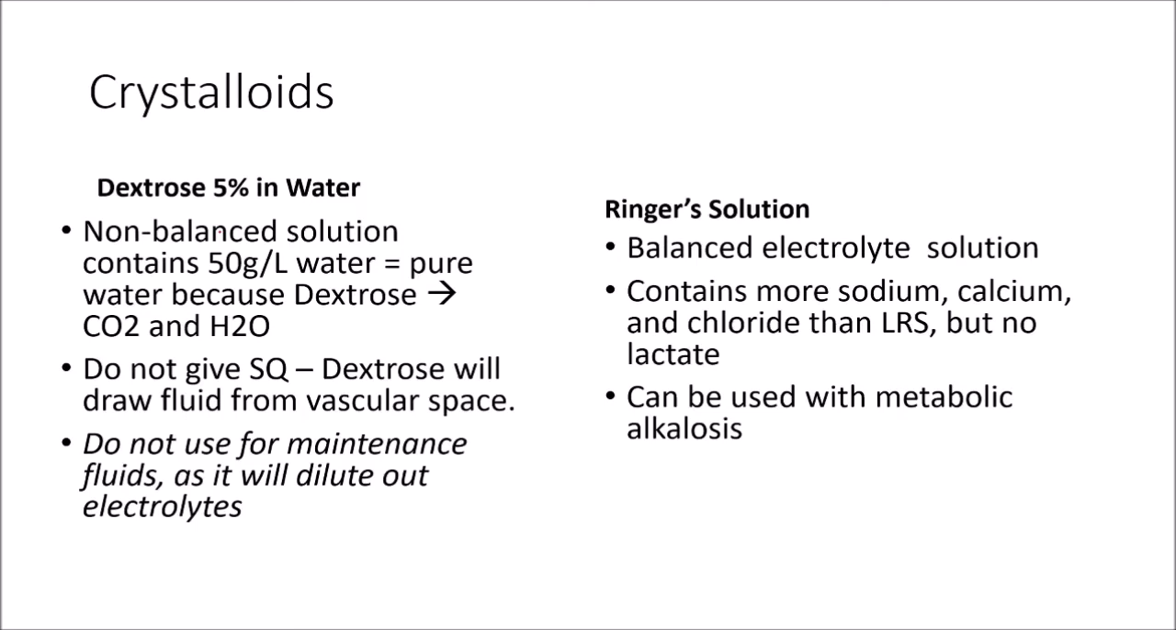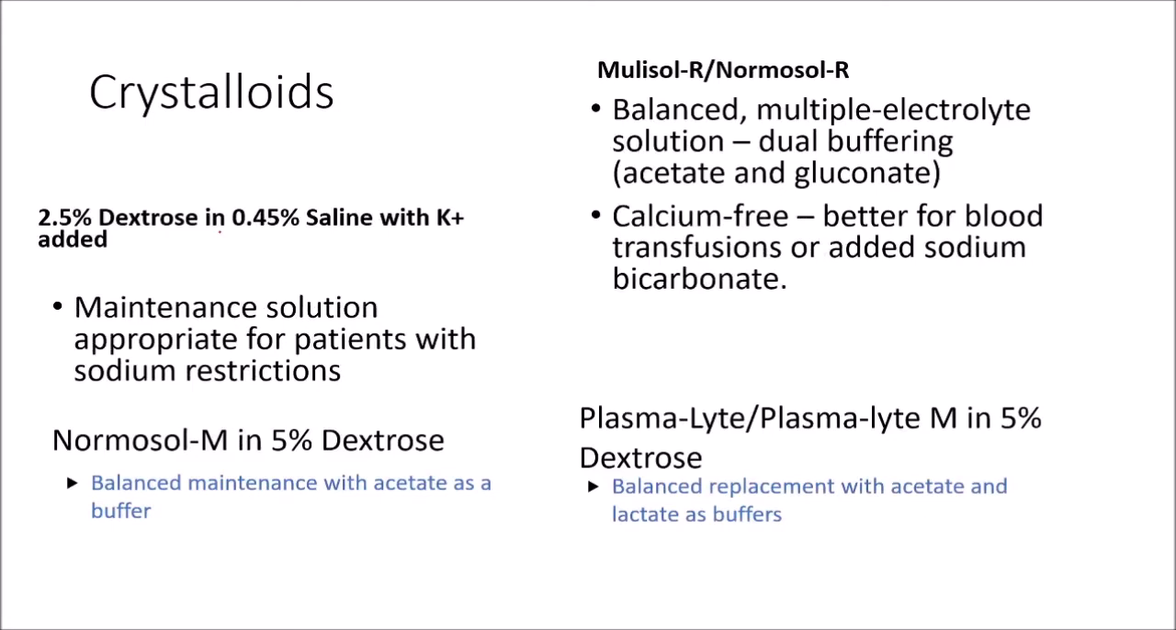So 0.9 is normal, 0.45 would be half strength. And then if we add potassium to it, this is a maintenance solution that's appropriate for patients with sodium restriction, so for heart disease. Another one would be Multisol-R or Normosol-R. This is a balanced multiple electrolyte solution with some dual buffering, both acetate and gluconate. It is calcium free, so it's better for use with blood transfusions or for adding sodium bicarbonate.